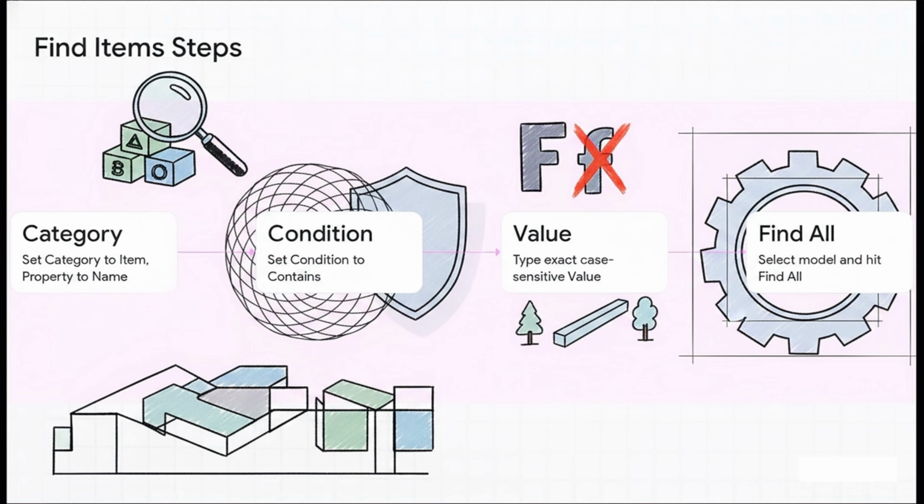Now, pay close attention to this part. It is case sensitive. If the Revit layer is a capital F foundation and you type a lowercase f foundation, you're probably going to get 0 results. And finally, make sure you specifically select the structural model in your tree before hitting Find All, or else you might accidentally pull in architectural elements you definitely didn't want.